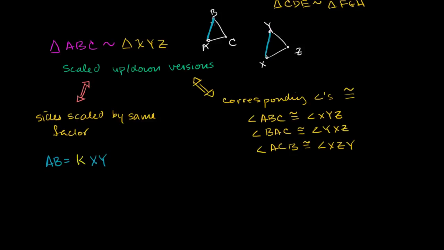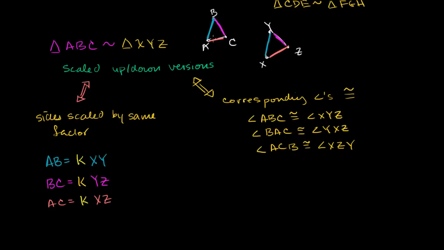We know that the length of BC needs to be that same scaling factor times the length of YZ. So that same scaling factor. And then we know the length of AC is going to be equal to that same scaling factor times XZ. So that's XZ, and this could be a scaling factor.